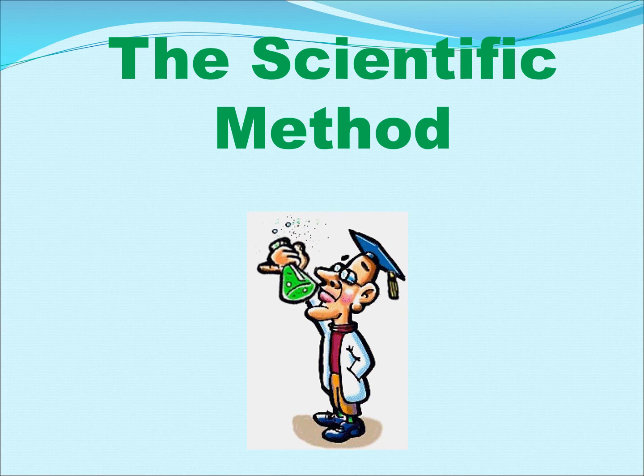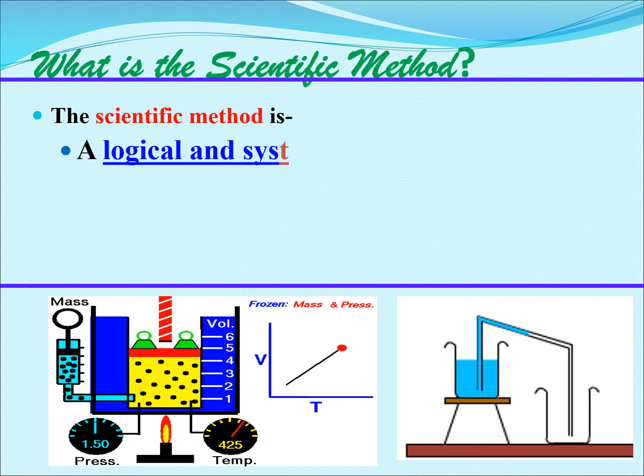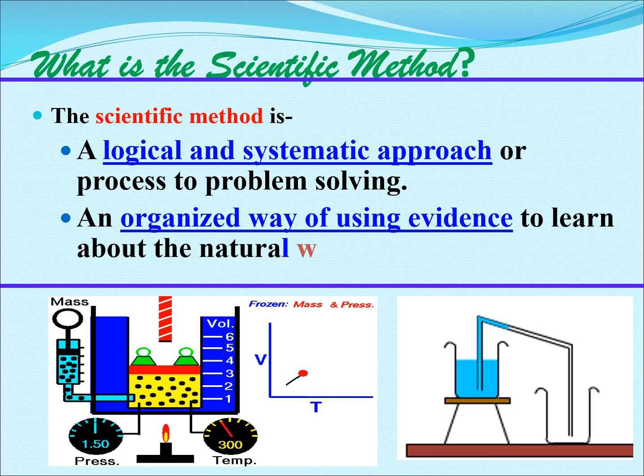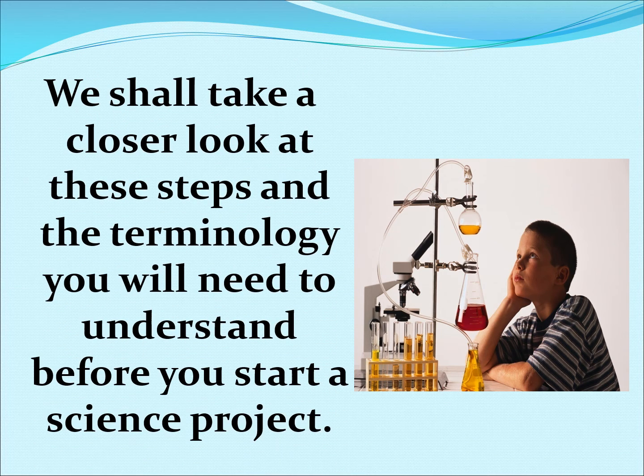Let's look at the scientific method. What is the scientific method? The scientific method is a logical and systematic approach or process to problem solving. It is an organized way of using evidence to learn about the natural world. We shall take a closer look at these steps and the terminology you will need to understand before you start a science project.